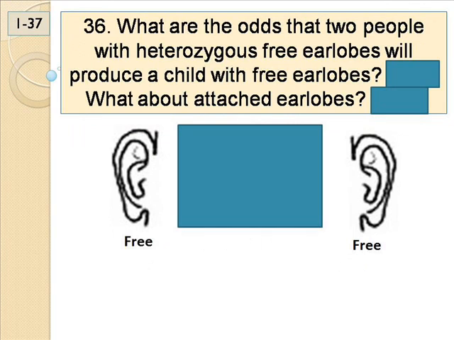And then the next one was, if you have two parents and they're both heterozygous free, what are the odds of having a kid with the free earlobes like both parents do? And what are the odds of having a kid with attached like neither parent does?